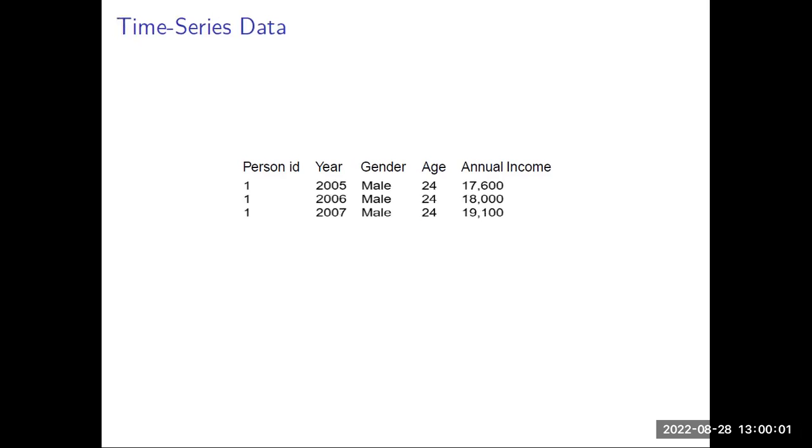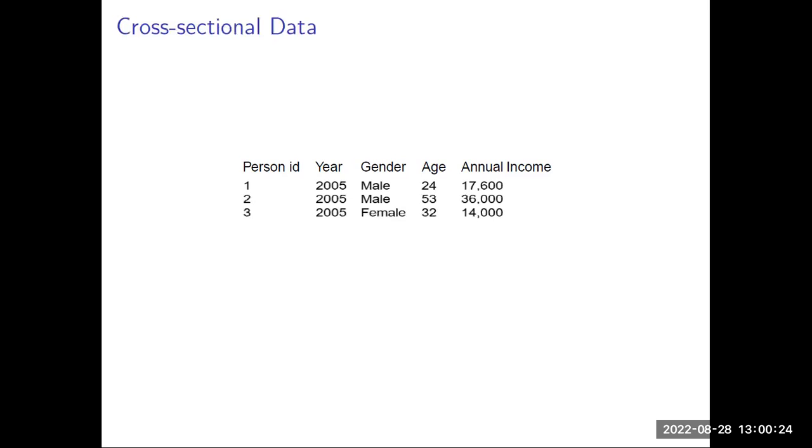Now look at this data set. Here the person does not change. The person is only one person. His gender will remain the same. His age will remain the same. His income might change over the different years. So there is one person.